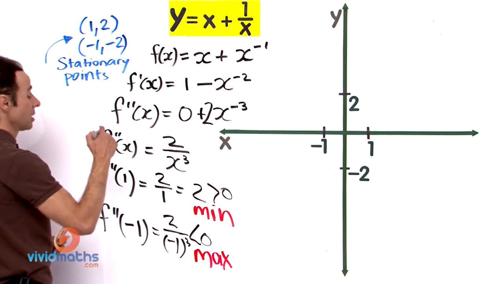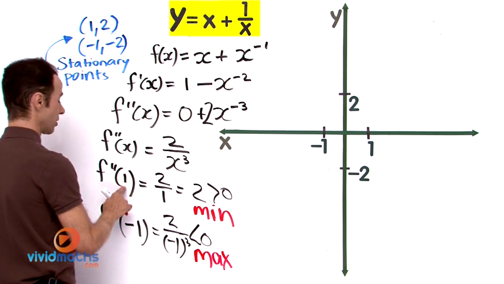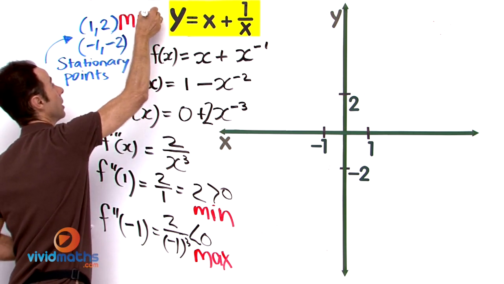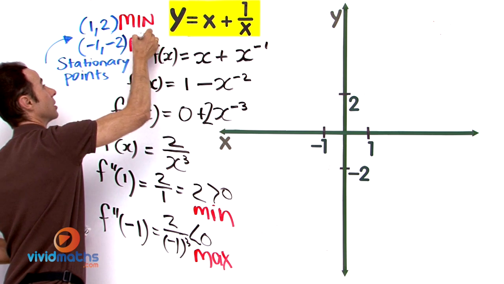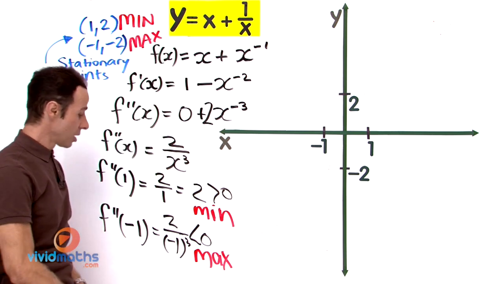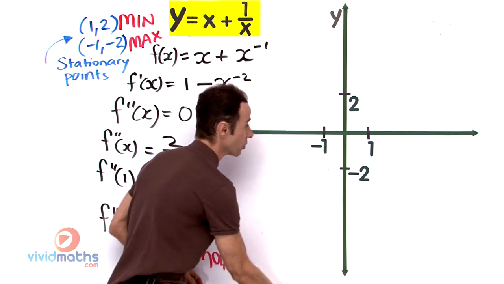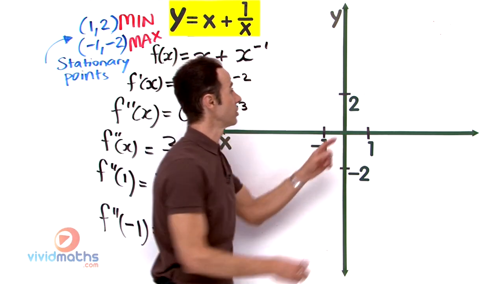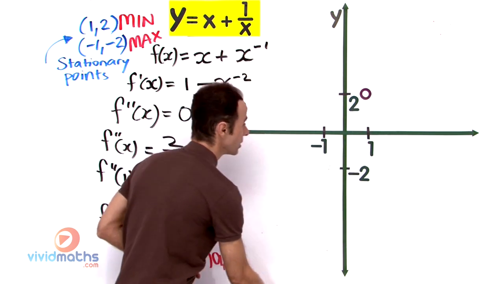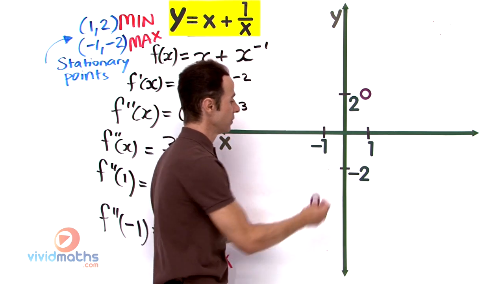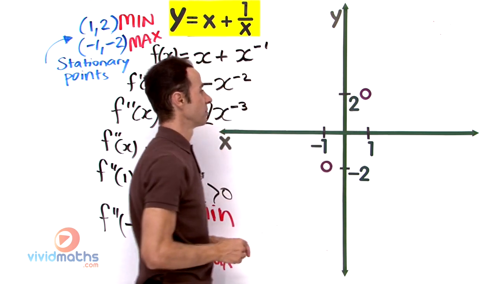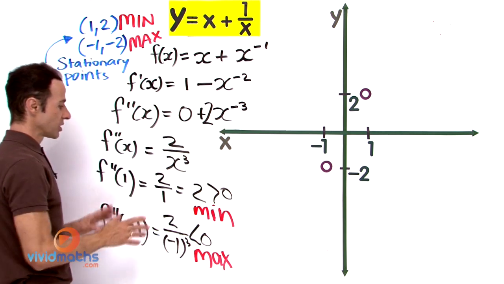So let me just write them up here. The point 1, 2, that's going to be a min. And this part here is a maximum. So why don't I just go ahead and mark them out up here on the number plane. Our first point here is at 1, 2. Looks like that's going to be a minimum. And the next point at -1, -2, that looks like it's going to be a maximum. That's a maximum, that's a minimum. Okay, all right, so we've got them there.